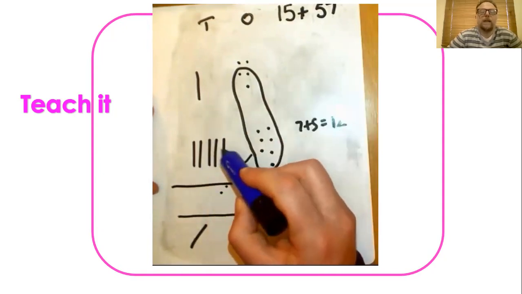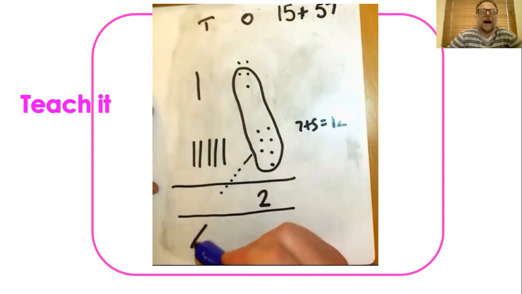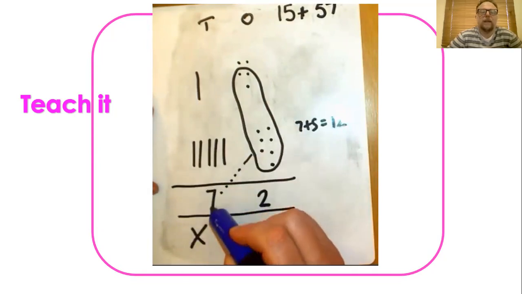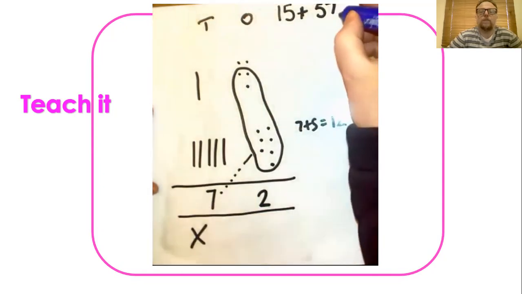So now I'm going to add up my 10s. I've got 5, 6, and the 1 at the bottom. Cross it out when you've done it. 72.